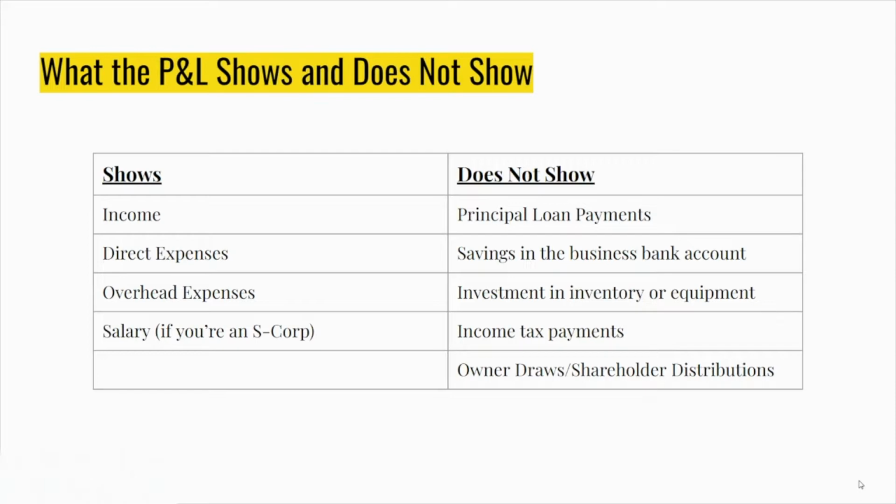Things that are not on the P&L are any loan payments, right? Loans are on your balance sheet. These are liabilities that your company owes. So any payments you make against that loan would actually just go to reduce the loan balance.